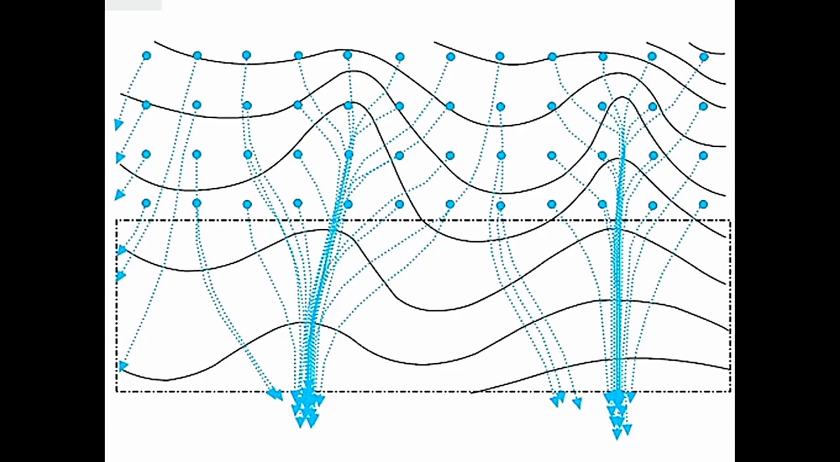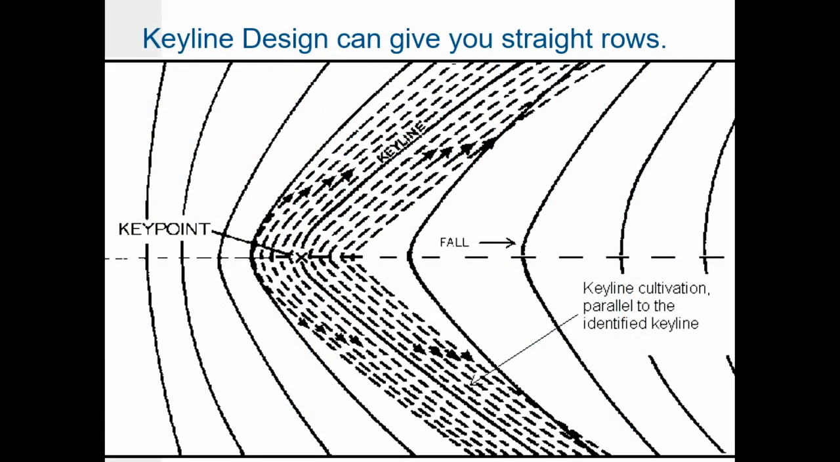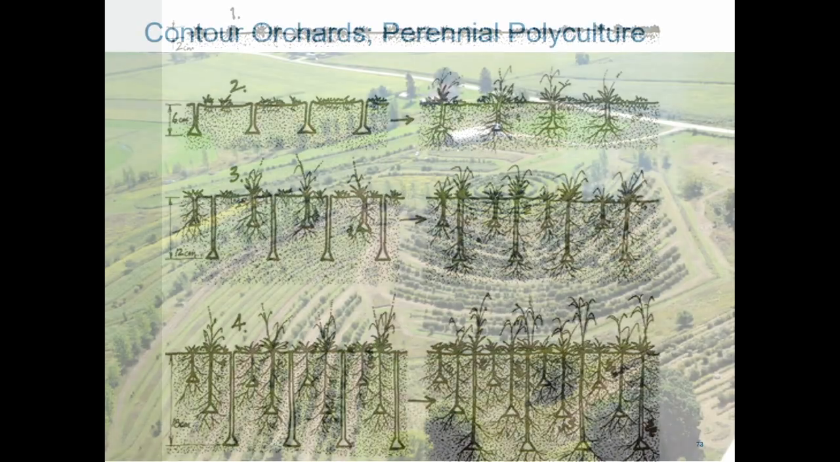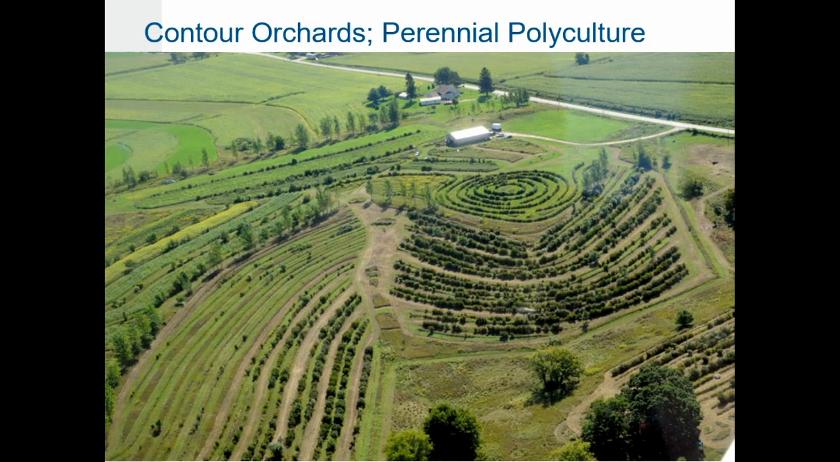valleys. But if you use keyline design, it's a whole other topic. I could talk about it for hours, so I won't. I'll just say keyline design keeps your rows straight. You can regenerate your soil by using keyline design and a little bit of disturbance. And you have contour perennial polyculture orchards.